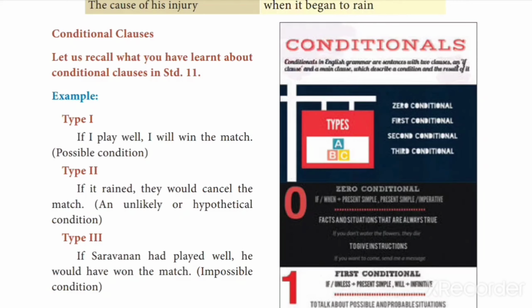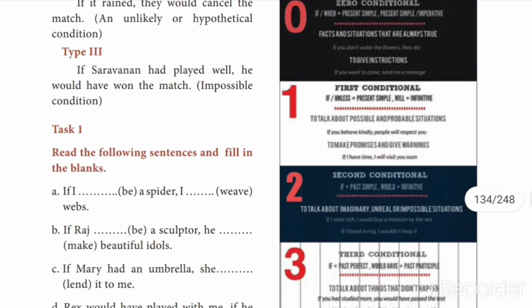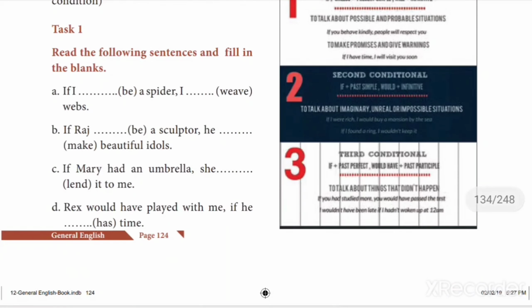Now we have a task below. Task number 1. We have got some sentences here we have to answer. The instruction is read the following sentences and fill in the blanks. Now let's see the answers. Sentence A. If I dash be a spider, I dash weave webs.